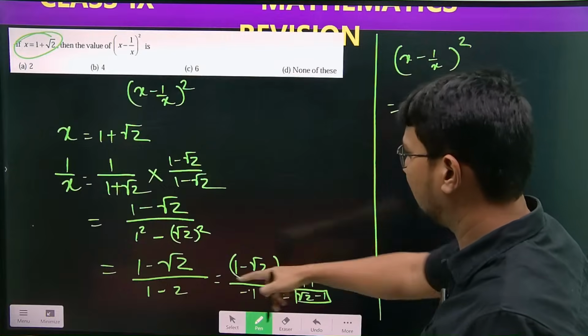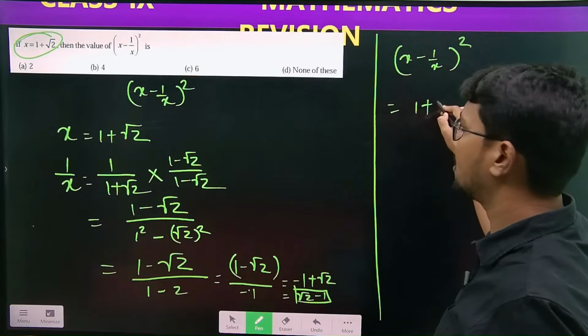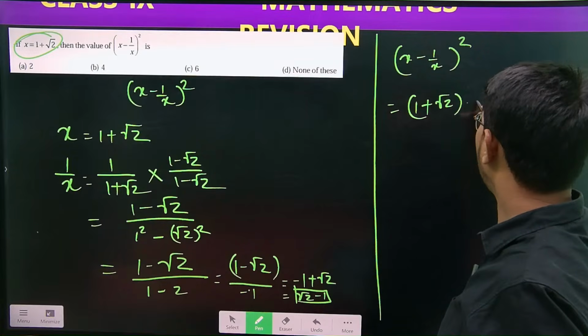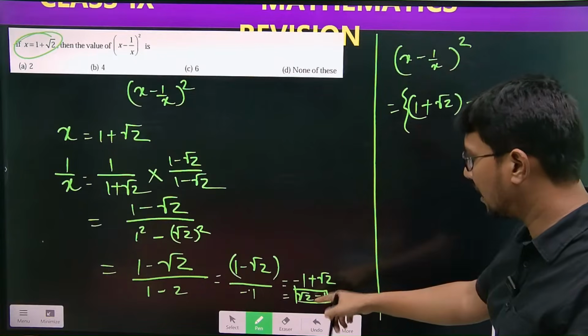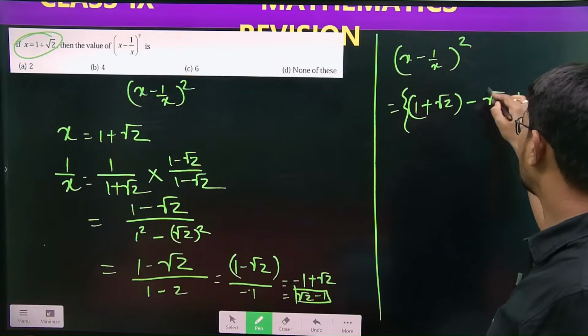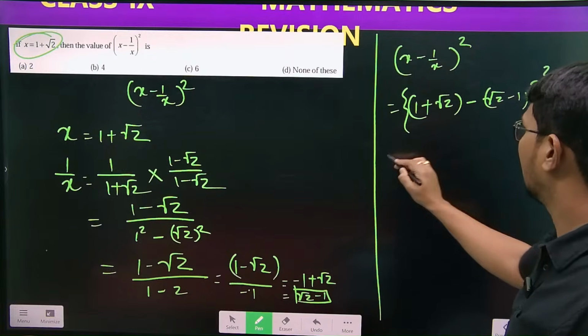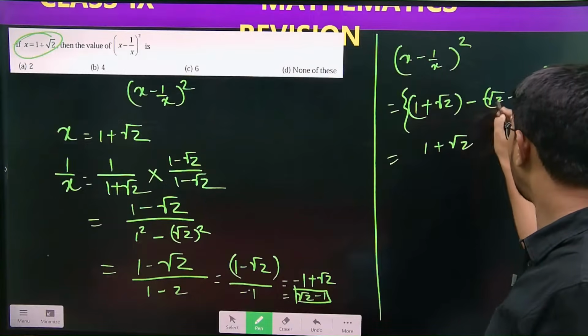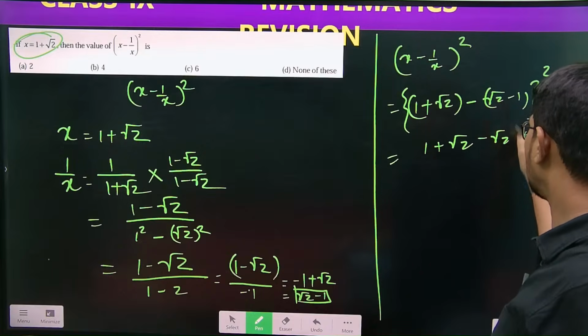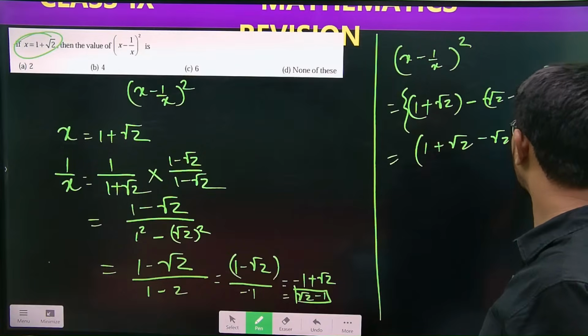चलो डाल दो x का वैल्यू क्या है? 1 plus root 2 minus, this minus I have written, 1 by x का वैल्यू क्या है? Root 2 minus 1, and whole square. So let us simplify the bracket work first. 1 plus root 2 minus root 2 minus minus plus 1, whole square.